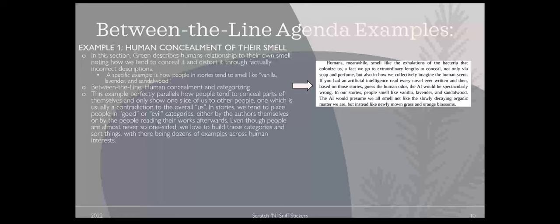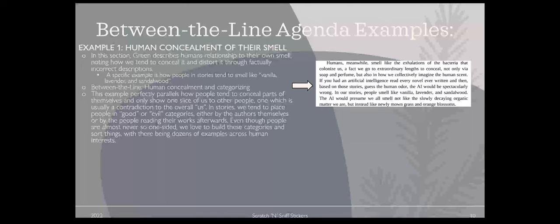In this section, John Green describes human relationships to their own smell, noting how we tend to conceal it and distort it through factually incorrect descriptions. An example of this being how people in stories tend to smell like vanilla, lavender, and sandalwood, while in reality we just smell like bacteria and dead skin cells. So what I believe he's trying to parallel here, or the between-the-line purpose, is to talk about human concealment and categorizing. This example perfectly parallels how people tend to conceal part of themselves and only show one slice of us to other people, one which is usually a contradiction to the overall us.